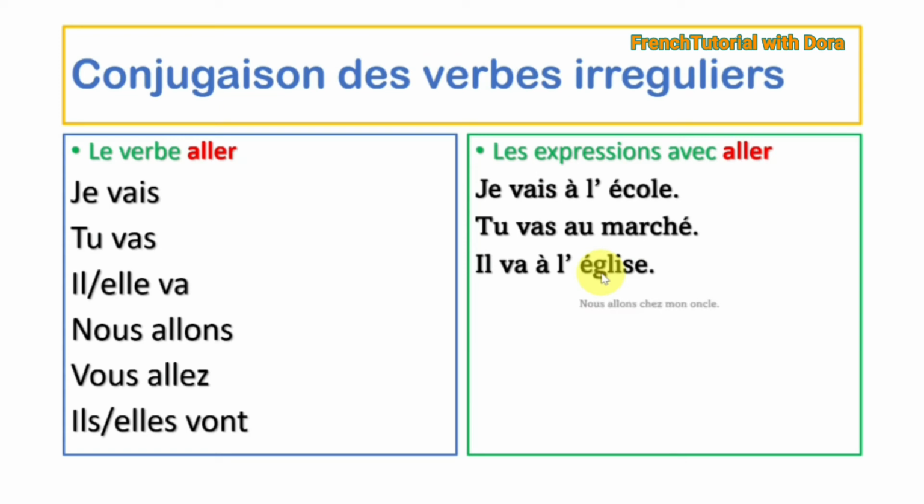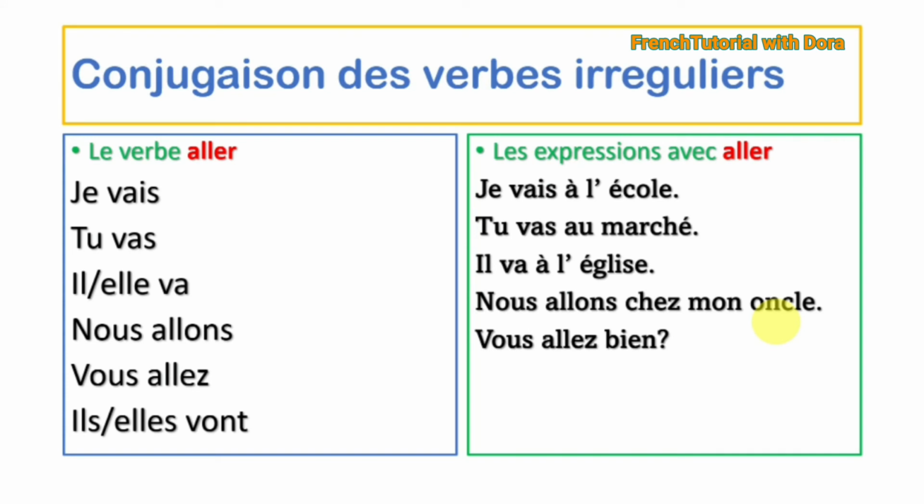You can take both. Nous allons chez mon oncle. We are going to my uncle's house. Vous allez bien? This one you hear every day. Are you okay? Elles vont à la bibliothèque. They are going to the library.